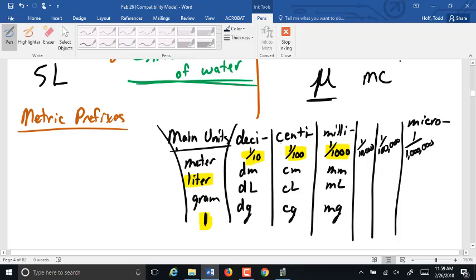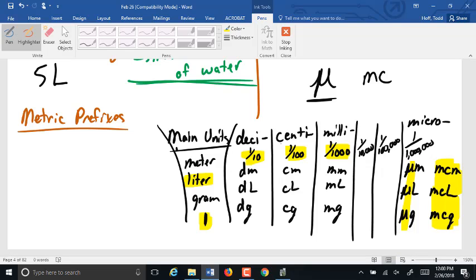So for micrometer, which is a millionth of a meter, it was either mu m or mcm. For microliter, you'd have mu L or MCL. And same for microgram, mu G or MCG. In medicine, you're going to see this last version more often than not. Our textbook, I believe, uses the mu just because it's viewing it from more of a scientific standpoint.